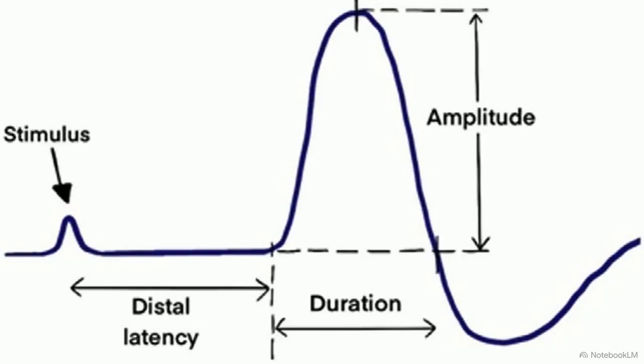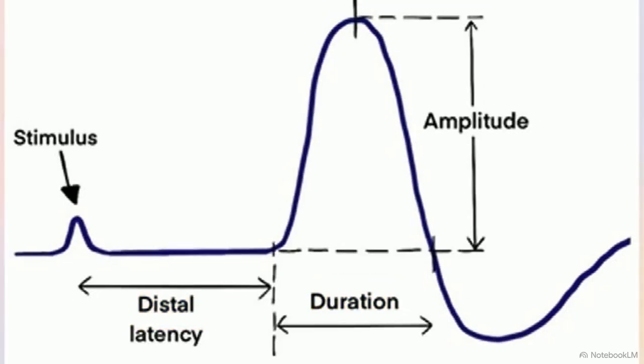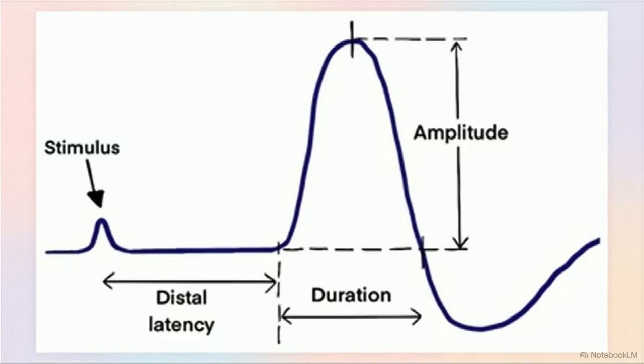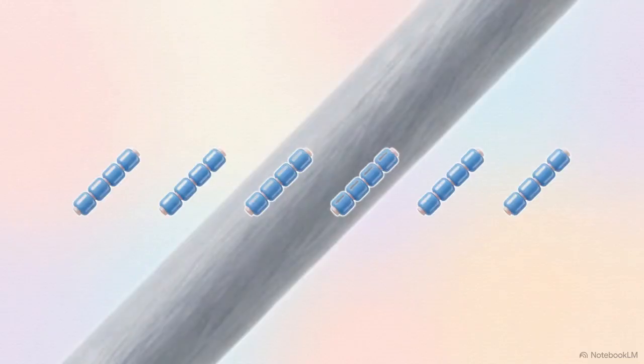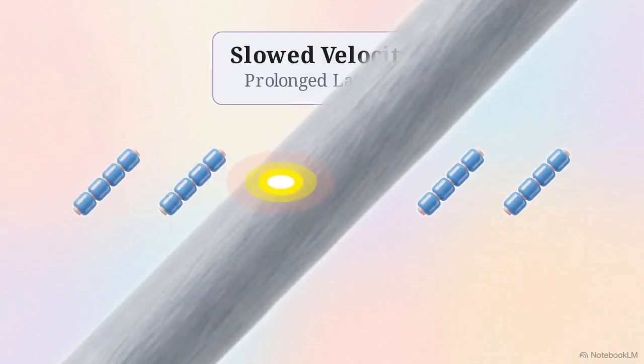Moving along the x-axis, we measure distal latency and duration, which track the signal across time. Latency and conduction velocity measure the efficiency of the myelin sheath, reflecting the speed of saltatory conduction as the electrical impulse jumps between the nodes. Prolonged latency and slow velocity point to demyelination. The insulating sheath around the nerve is damaged, even if the core wire remains completely intact.